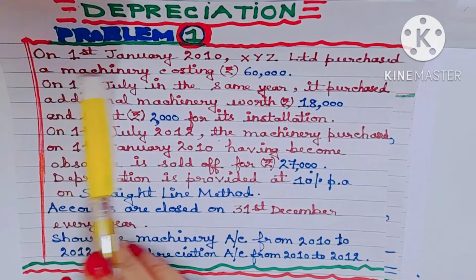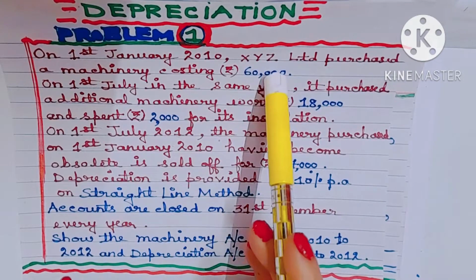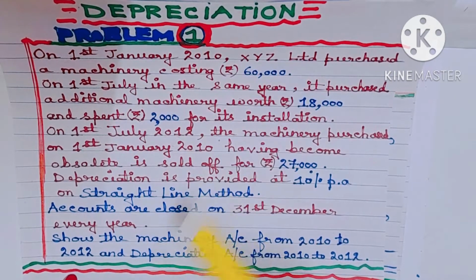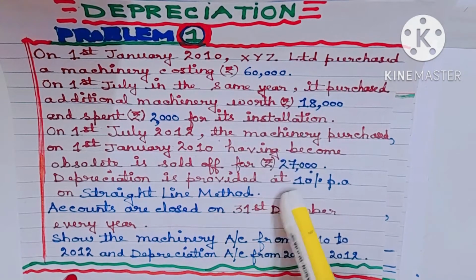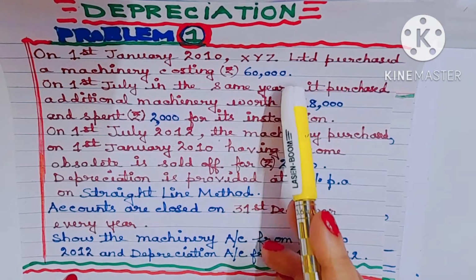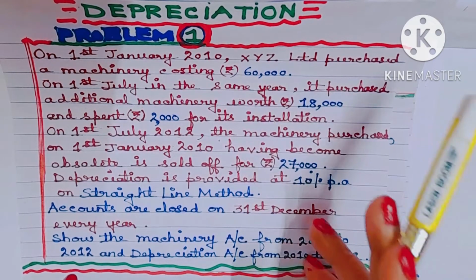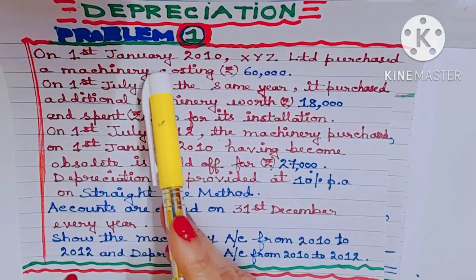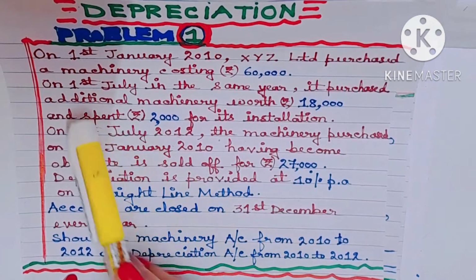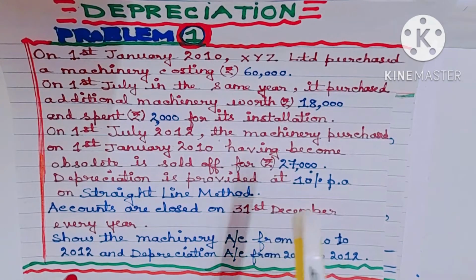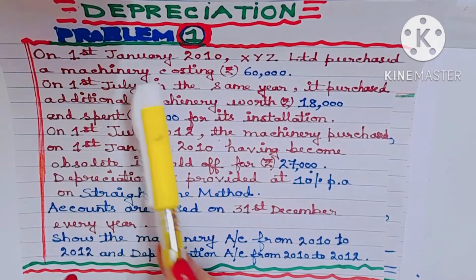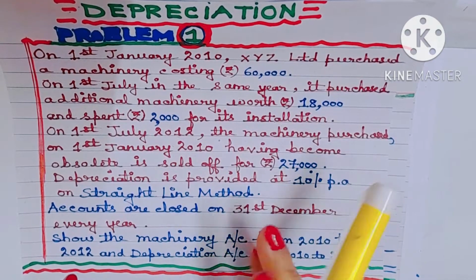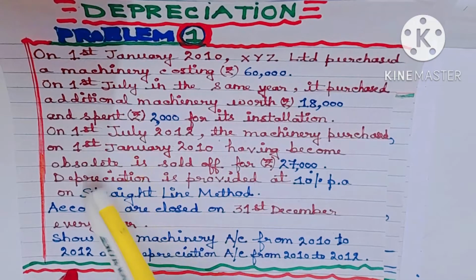See, on 1st January 2010, XYZ Limited purchased a machinery costing rupees 60,000. That means we got to charge 10% per annum on 60,000 for how many months? 1 year. Because machinery was purchased on 1st January and we have to depreciate till 31st December. So 1st January to 31st December means 1 year. So on first machinery, we have to charge depreciation at the rate of 10% for 1 year under straight line method. And see the second machinery.